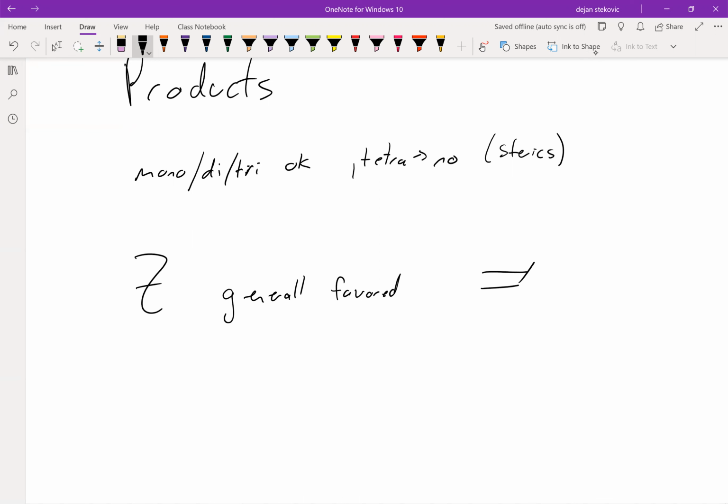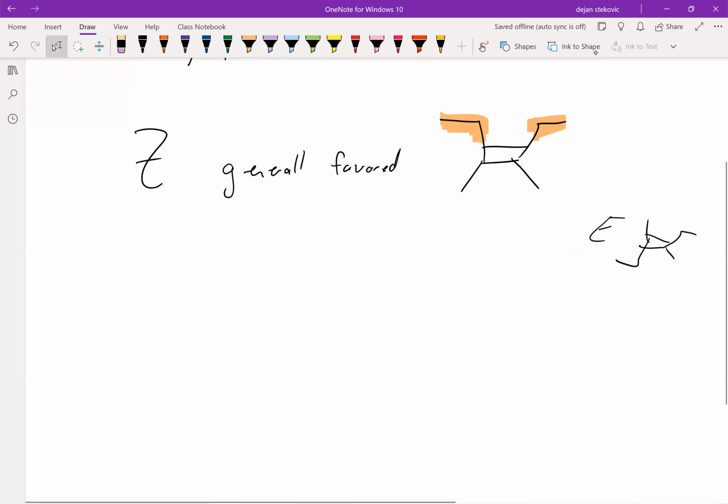So you can think about what Z means. Z, remember, is we're talking about whether our alkene, our main substituents are on the same side or opposite side. So on Z, they're on the same side. If we did E, they would be on opposite sides. So something like that. So Z is generally favored for our simple molecules.